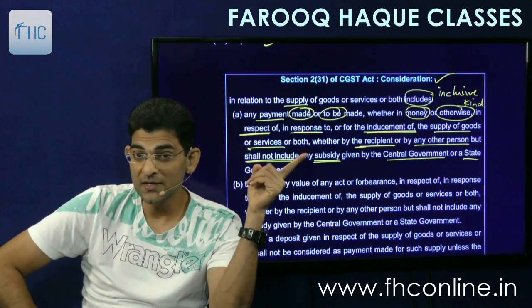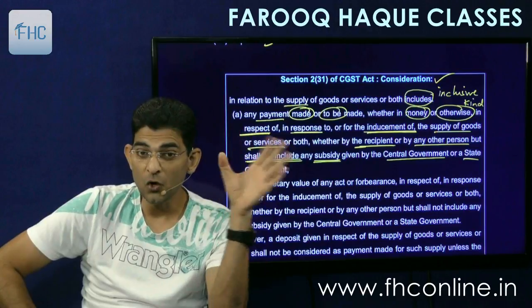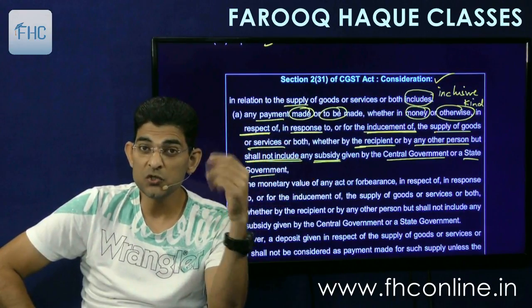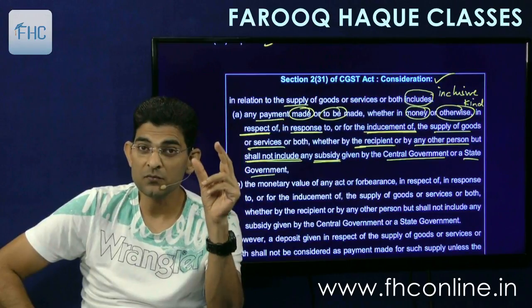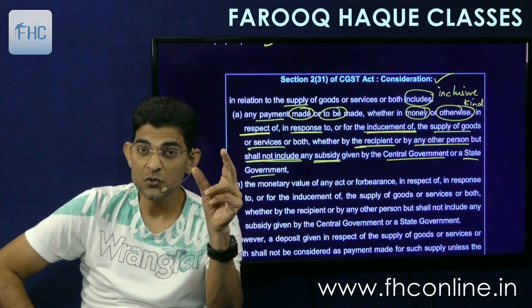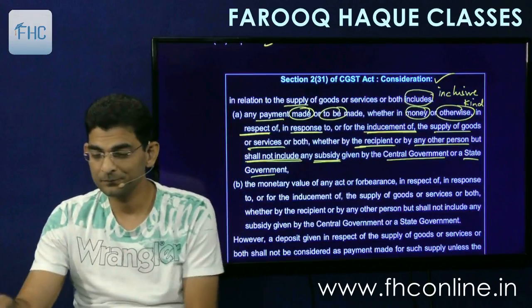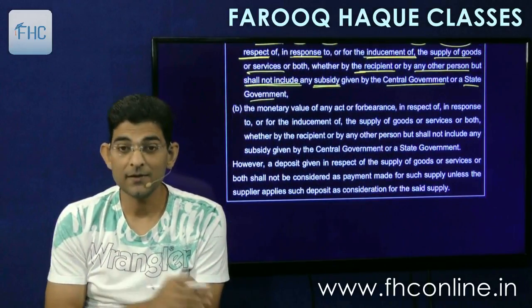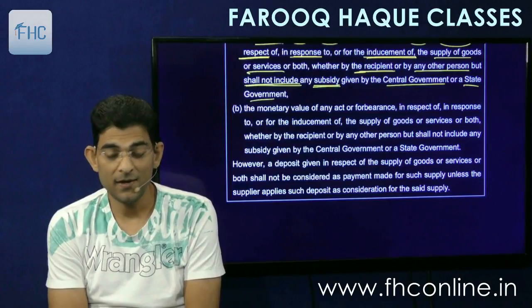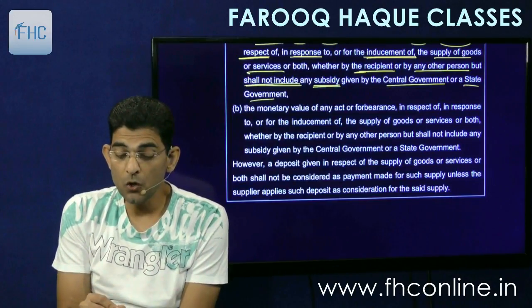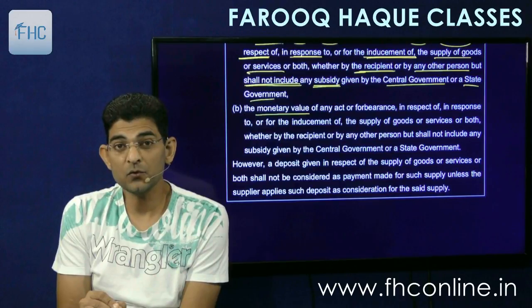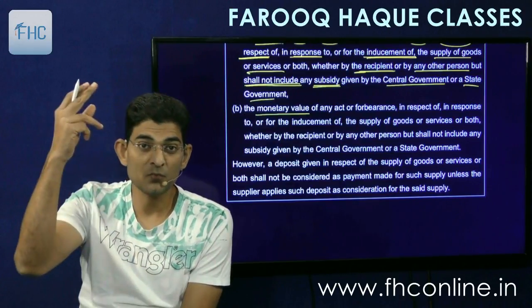3,500, that is subsidy given by the government, will not be called as consideration. Means there will be no GST on that 3,500 rupees. Understood? Very good. Then point number B. B says monetary value. Now how to find out this monetary value? That we'll see in the chapter of valuation.